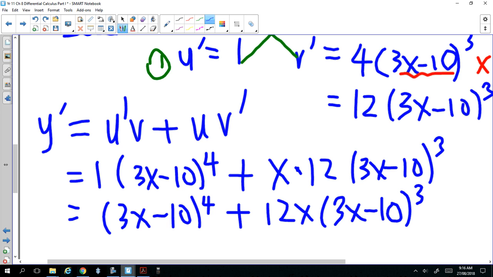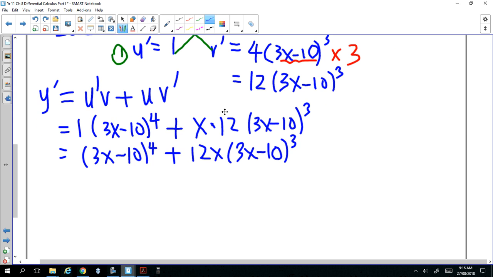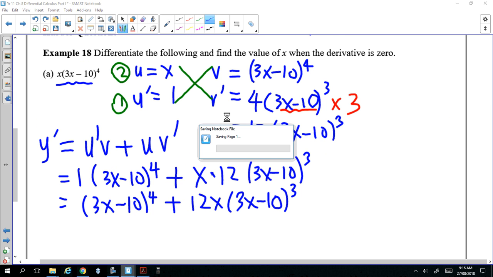But there's another part of the question we have to answer. What else we have to say? We differentiate it. What will we do next? Find the value x where the derivative is 0. So we have to solve this equation. Okay?